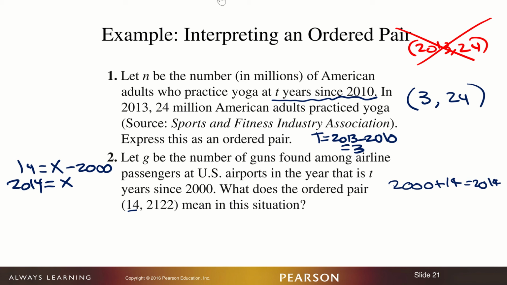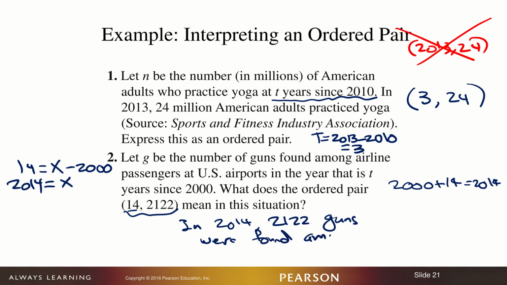All right, so what this ordered pair represents is the fact that in 2014, 2,122 guns were found among U.S. airline passengers. Scary thought, right? But it's true. I think they got this data from the government.